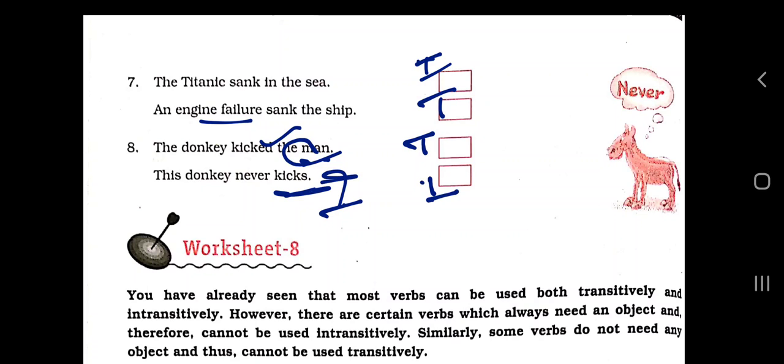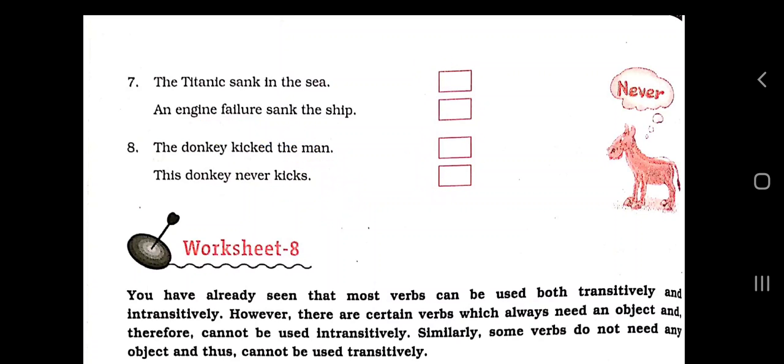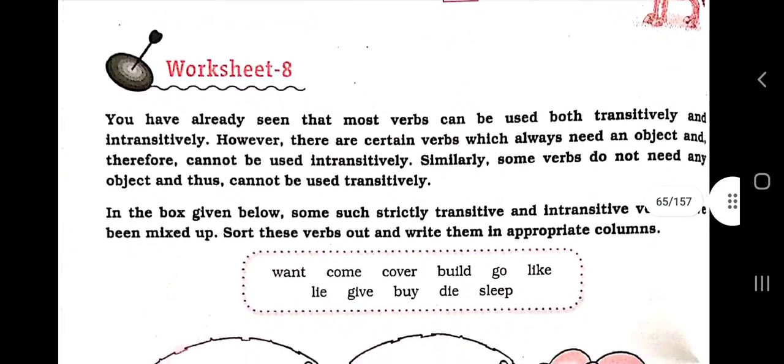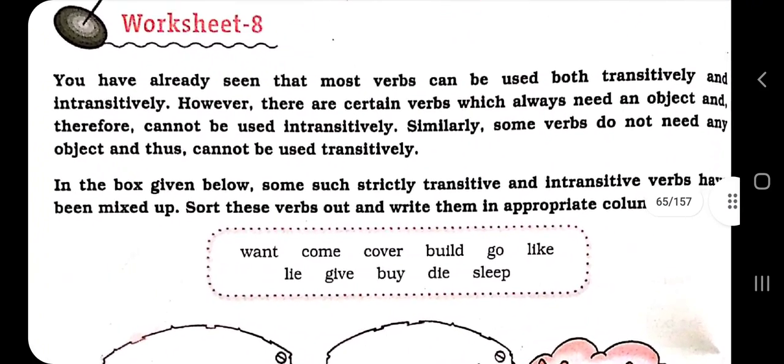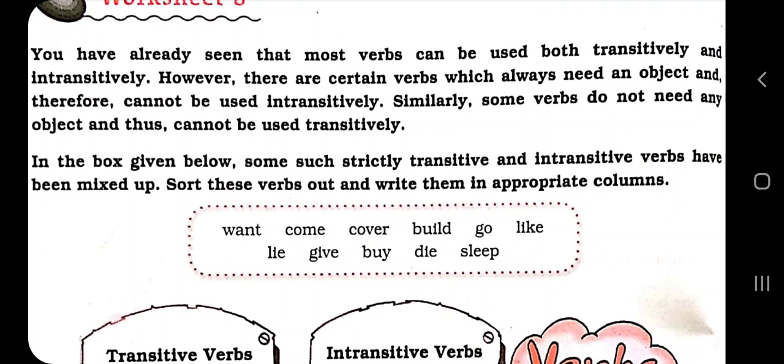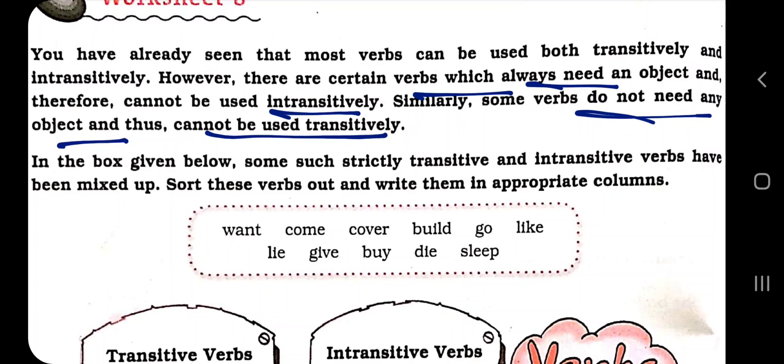So this is intransitive. Worksheet 8. You have already seen that most verbs can be used both transitively and intransitively. However, there are certain verbs which always need an object and therefore cannot be used intransitively. Similarly, some verbs do not need any object and thus cannot be used transitively. In the box given below, some such strictly transitive and intransitive verbs have been mixed up. Sort these verbs out and write them in the appropriate column.